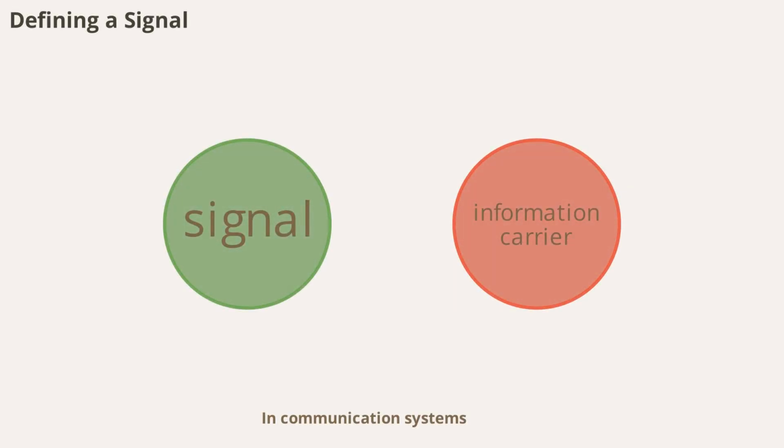In communication systems, a signal is a physical quantity that carries information. Signals can take many forms, such as electrical voltages, light pulses, or sound waves. They are the means by which information is encoded and transmitted from the sender to the receiver. Without signals, there would be no way to transfer messages over distances. Signals are the lifeblood of communication, making it possible for us to share ideas, data, and emotions across the world.